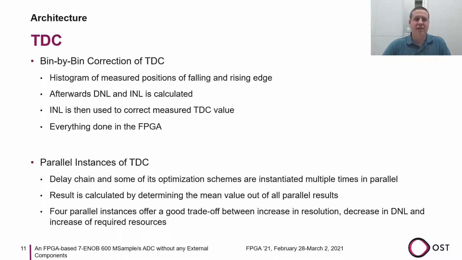To further increase the linearity and resolution of the TDC, the delay chain and some of its optimization schemes are instantiated multiple times. These parallel instances all have the same input signal and calculate then the position of the detected rising and falling slope in the delay chain. From all these results, the mean value is then calculated and used for further processing. In our measurements, we saw that 4 parallel instances offer a good trade-off between increase in resolution, decrease in DNL, and increase of required resources.